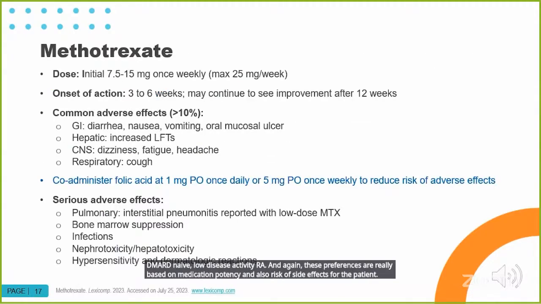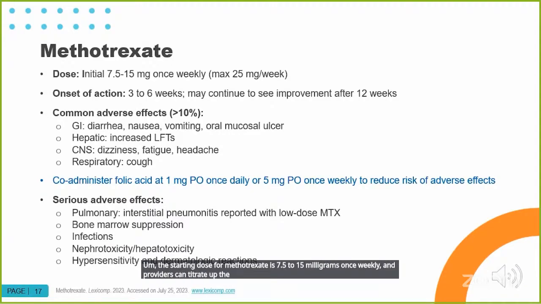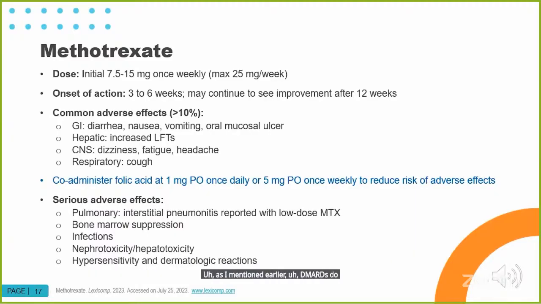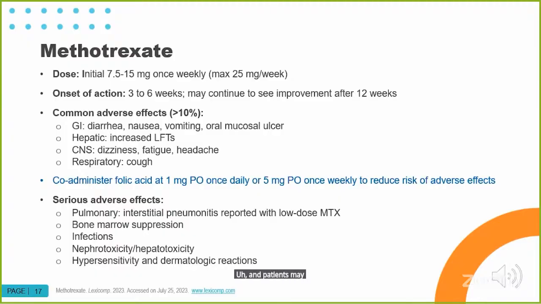The first CS DMARD we'll talk about is methotrexate, since many patients will start off on methotrexate initially. The starting dose for methotrexate is 7.5 to 15 milligrams once weekly, and providers can titrate the dose up to 25 milligrams per week based on patient response. As I mentioned earlier, DMARDs do not work very quickly. The onset of action for methotrexate is about 3 to 6 weeks, and patients may see continued improvement even past the 12-week mark. Methotrexate is associated with a lot of side effects.